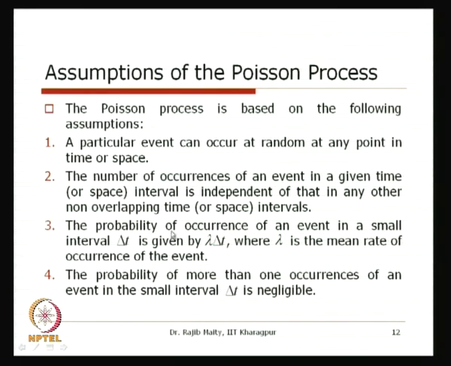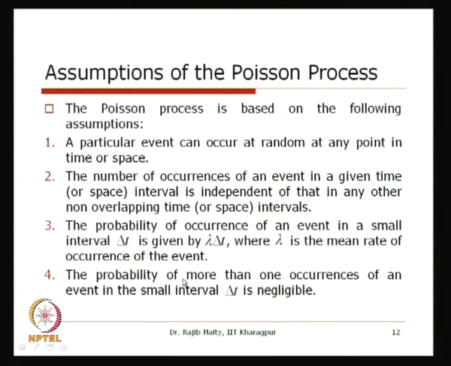The probability of occurrence of an event in a small interval, delta t, is given by lambda delta t, where lambda is the mean rate of occurrence of the event. This lambda is the parameter of this distribution, which is the mean number of occurrences over the unit time. So, over a unit time, how many times that particular event can occur is designated by this lambda, which is the parameter for this Poisson process. So this should be known beforehand, so that we can define the Poisson distribution.